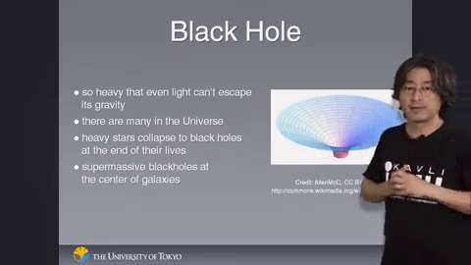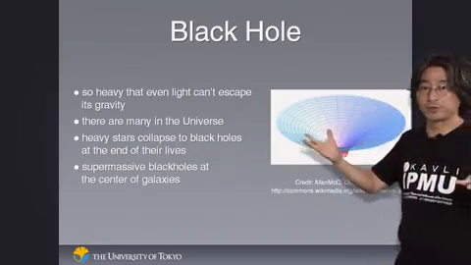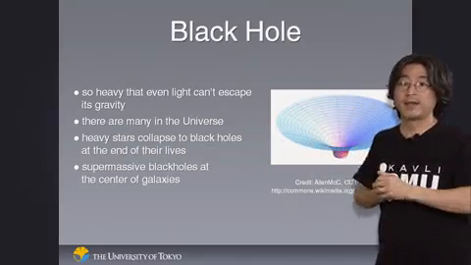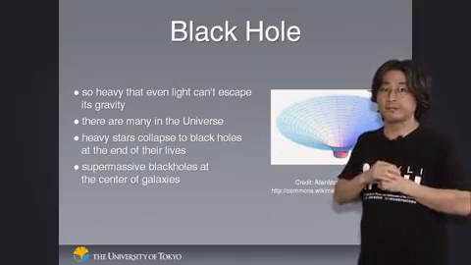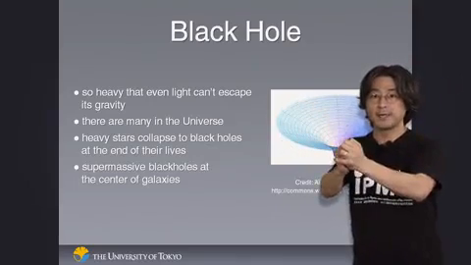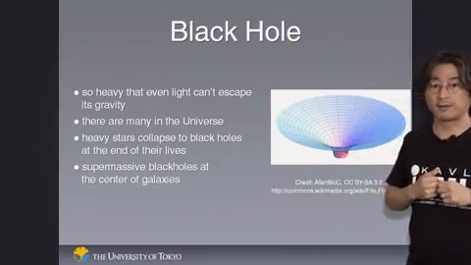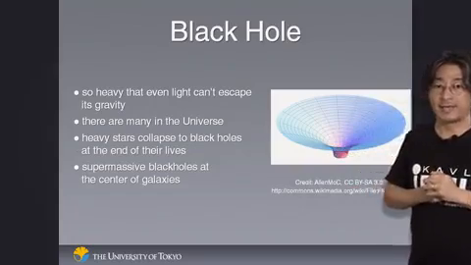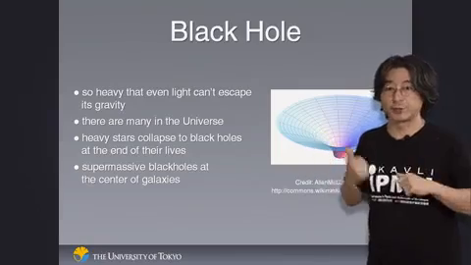It turns out that there are actually many black holes in our universe. When you have a rather heavy star, let's say 100 times heavier than our sun, and the star reaches the end of its life, it ends up collapsing into a much smaller size, and some of them form black holes at the end of their lives. As a matter of fact, there's even a supermassive black hole at the center of our own galaxy, and I've shown evidence of that.